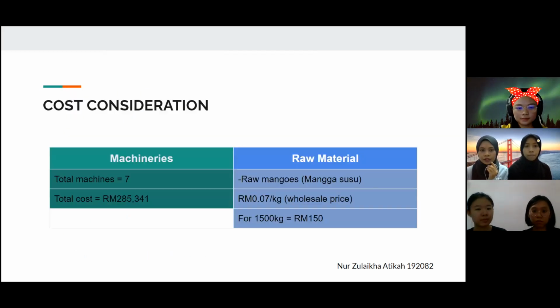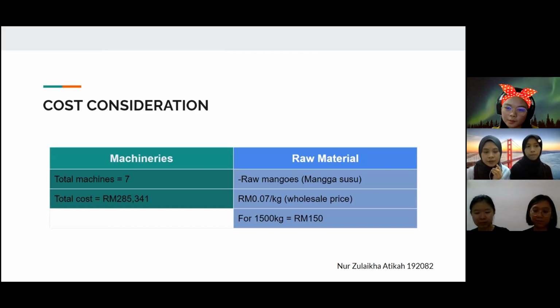So for the cost consideration, we will consider two this time, but there are a lot more considerations that we need to do. So first is the machineries. The total machineries that we have is 7, which are the fruit washing machine, peeler and cutter machine, freeze drying machine, filling or packing machine, printing and lamination machine, and bag making and weighing machine.